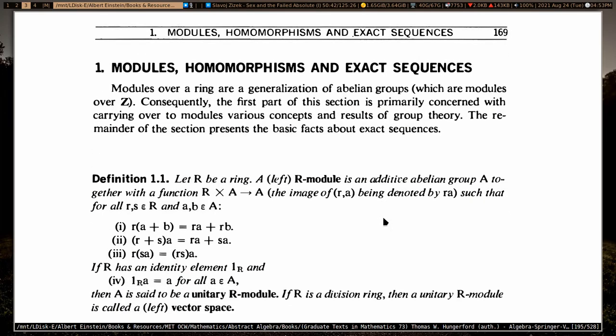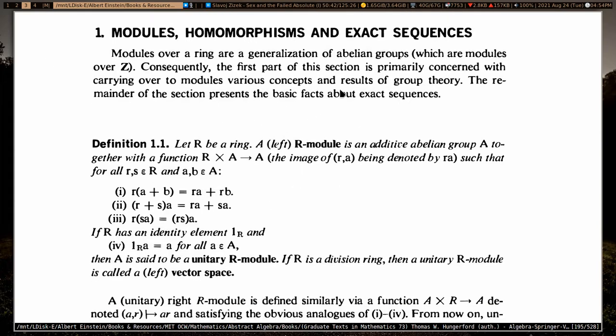So, what's a module? For a module, you first need a ring. You have a ring R, then a left module, because that's how we're defining the mappings here. So, a left R-module, named for the ring that we're inducing the module from, is an additive abelian group A which has a binary operator taking elements from R and A to A. So this is a way of operating on A by R. So the R-module consists of an additive abelian group A, and it has this binary operator.